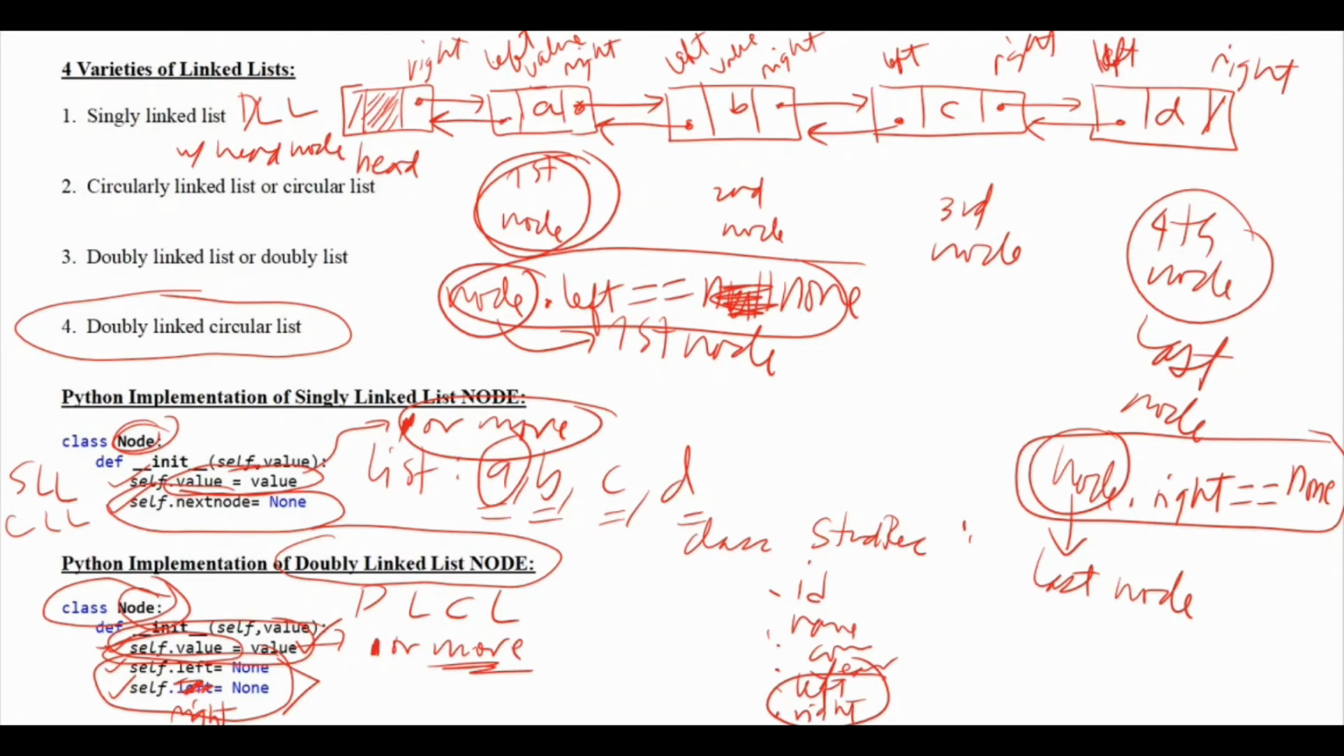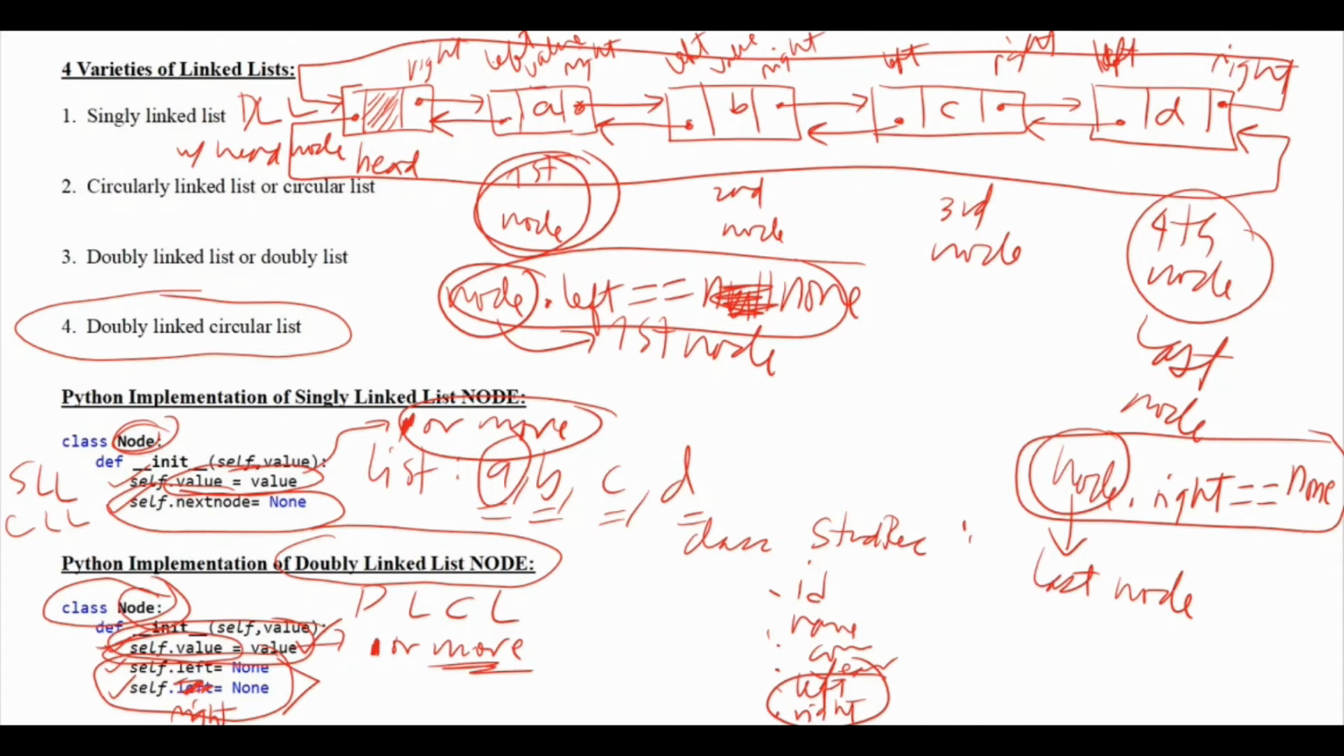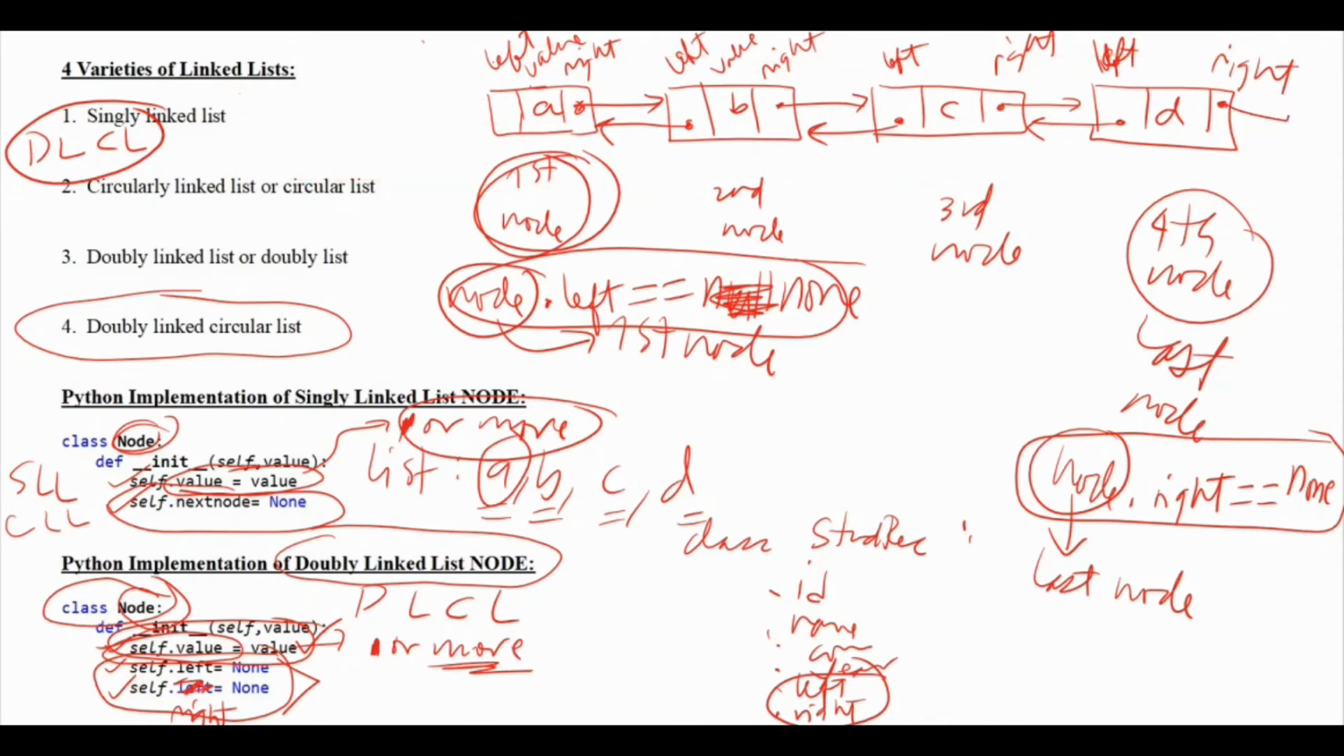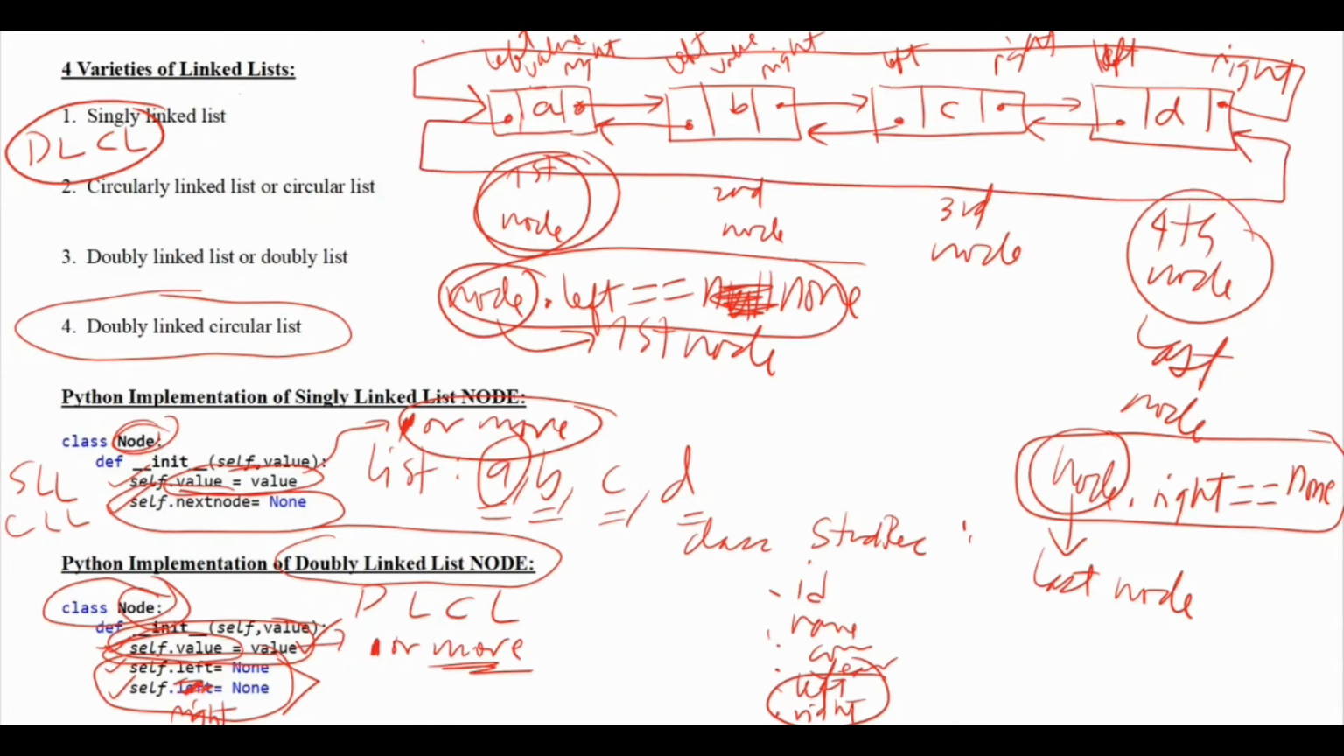If this is a doubly linked circular list with head node, then the right pointer of D points back to the head node and the left pointer of the head node points to the last node. So this is now a doubly linked circular list with head node. Without a head node, it would look like this: the right pointer of D points to the first node because there is no head node, and the left pointer of the first node points to the last node. So that is now a doubly linked circular list without head node.